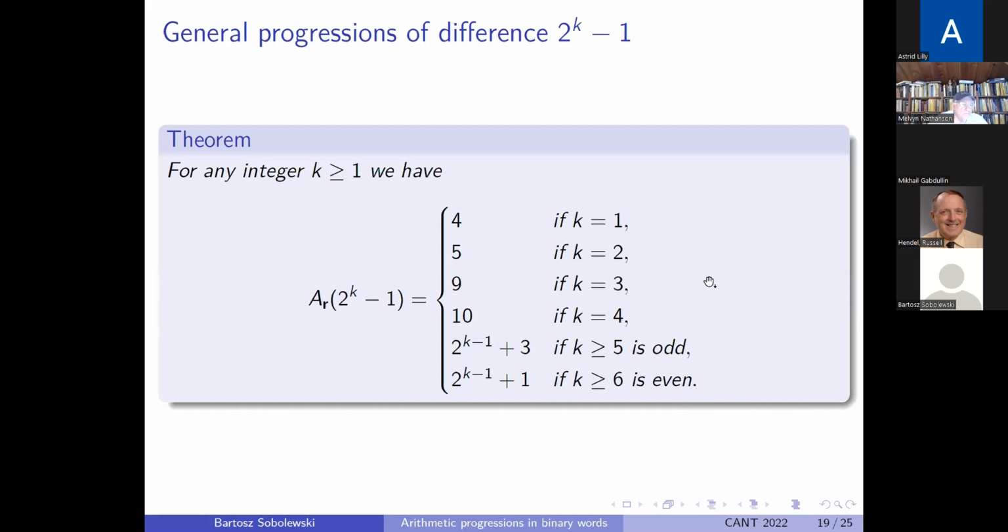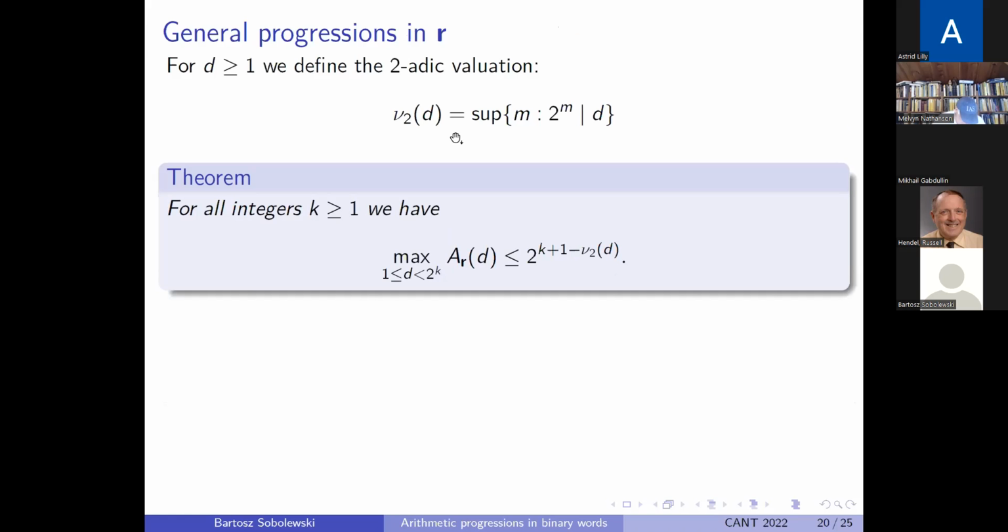And these results still do not settle whether there exist infinite monochromatic arithmetic progressions in this Rudin-Shapiro world. And the answer again is no. And this is implied by this theorem. So here in the statement, I use the notation mu 2 of d, which is the two-adic valuation of d. That is the largest power of 2 that divides d.